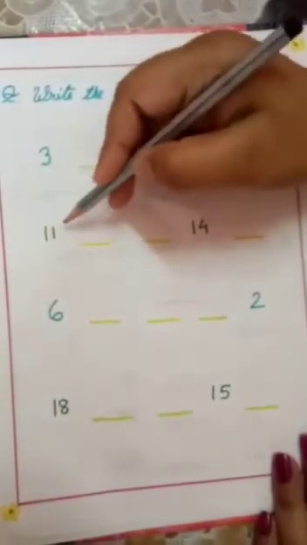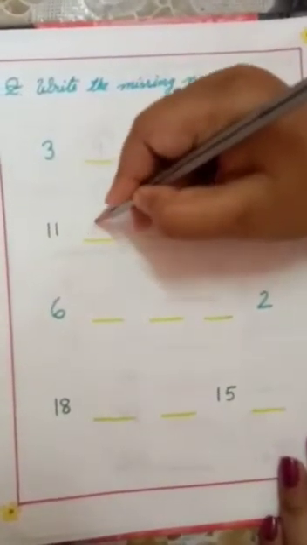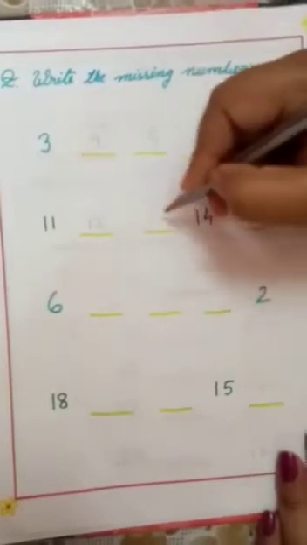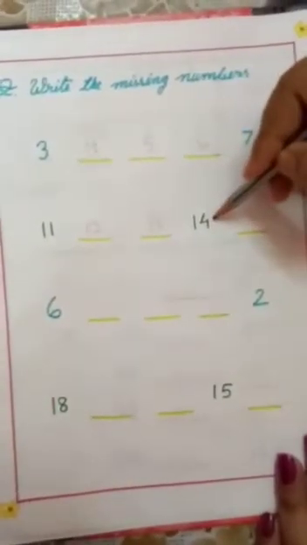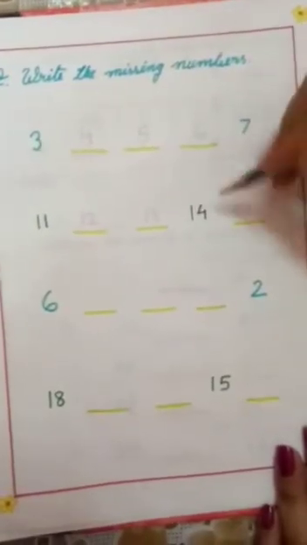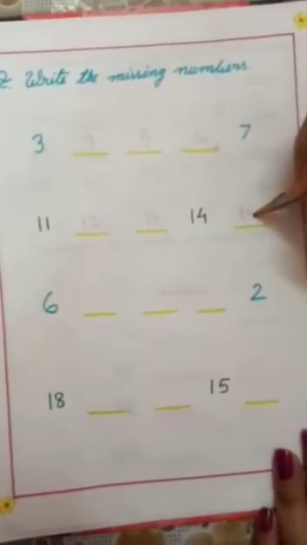Similar way 11. After 11 comes 12. After 12 comes 13. Here comes 14 and after 14 comes 15.